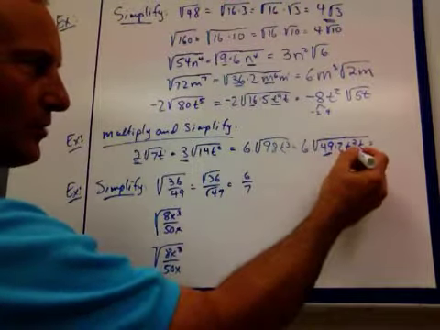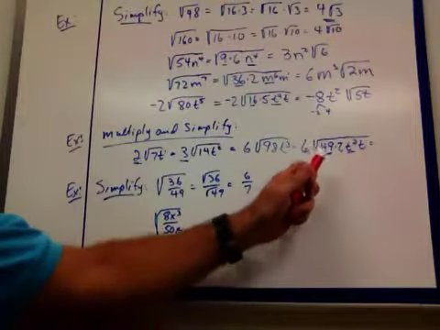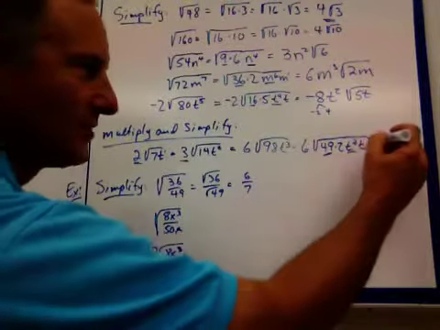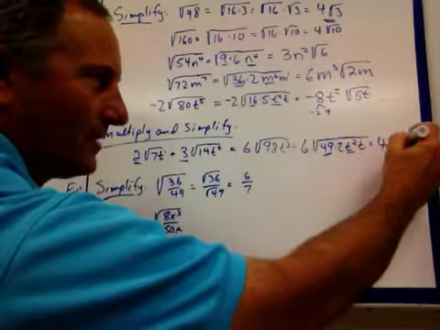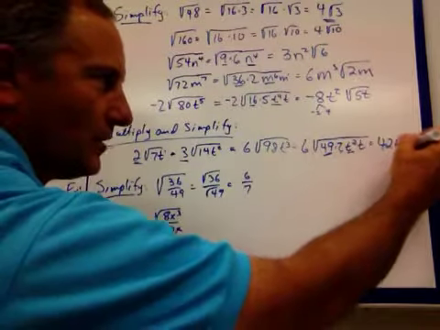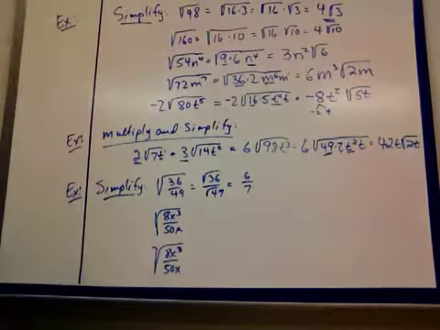I can take the square root of those two. The square root of 49 is 7 times the 6 is 42. T squared, half of that is t, and then the 2t stays inside.